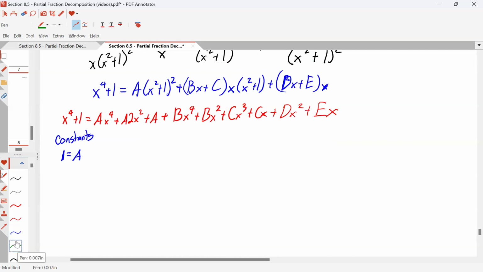Now, taking our x's together, there are no single linear x's on this other side. We have a quartic and we have a constant, but we don't have an x to the first. So the left-hand side is 0. And gathering the linears, the ones with an x to the first, going down the line, we have a C and we have an E. So C plus E equals 0, or C equals negative E for future reference.